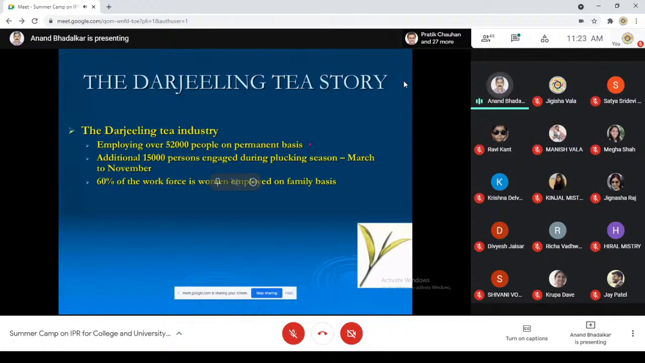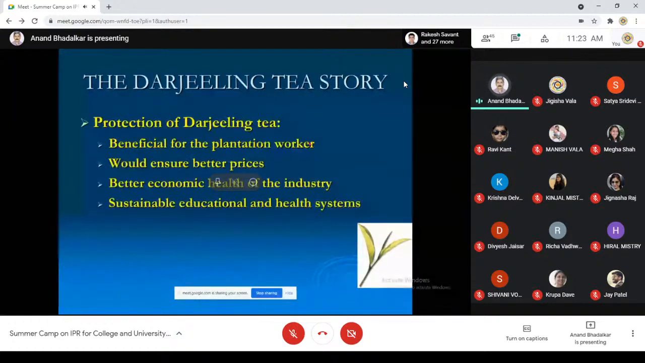Okay, and that we ensure benefits to the plantation worker. We should ensure that they get better prices. We should ensure that there is better economical health, sustainable education, health systems, better quality of life.